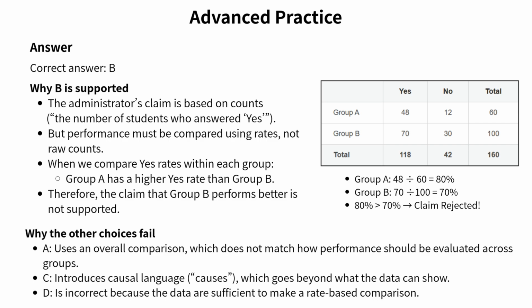Now, why do the other choices fail? Choice A uses an overall comparison that doesn't match the claim. It mixes groups together and ignores the fact that the groups have different sizes. Choice C uses causal language, causes, and this table can't prove cause and effect. And choice D says we can't compare performance, but we can. We just did it correctly using rates. So the takeaway is simple. Separate the claim from the evidence, and let the denominator match the claim. On the SAT, that discipline matters more than the arithmetic.